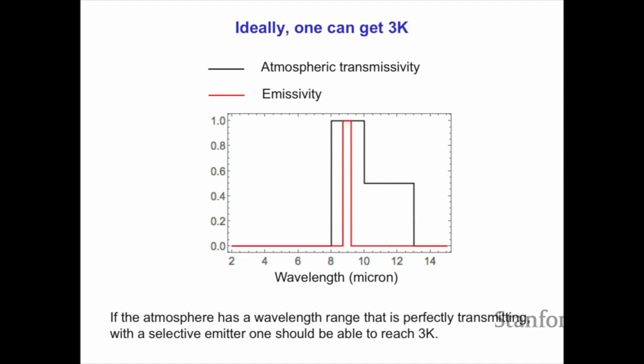So therefore, suppose you have a completely transparent atmosphere, only at a narrow wavelength range, you only need that at a narrow wavelength range, then you can construct a structure with an emissivity spectrum that fits right in that wavelength range. And as a result, you should be able to get to the temperature of the universe, which is 3 Kelvin or minus 270 degrees. That might be a bit optimistic in where we live.